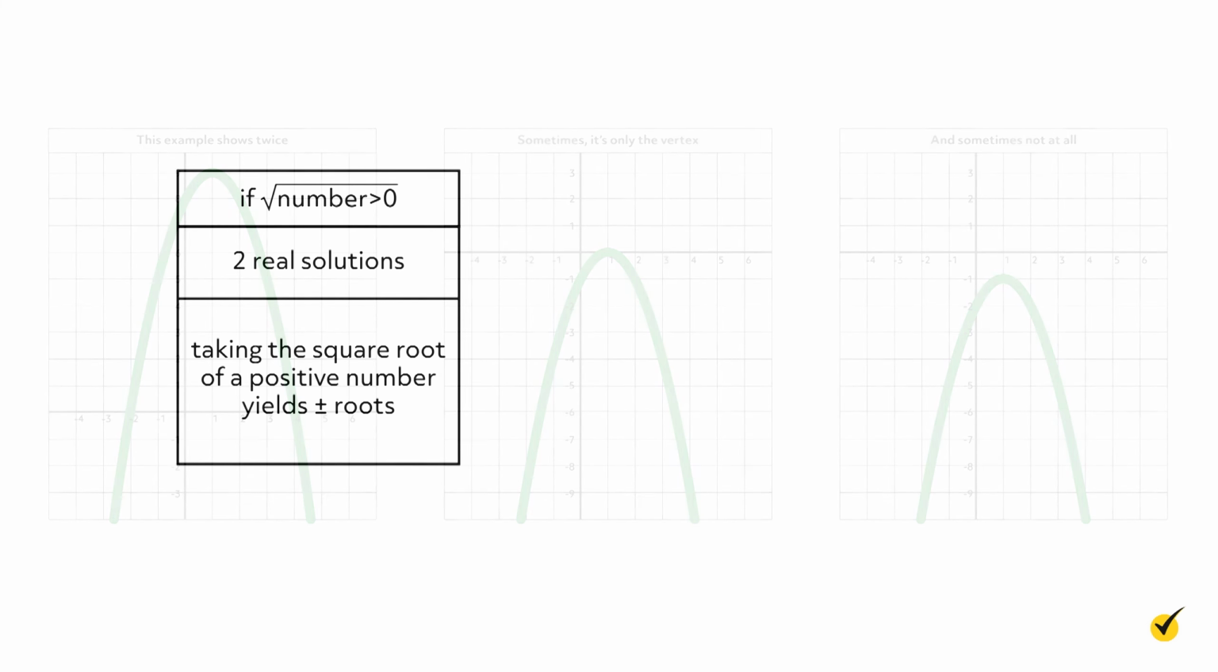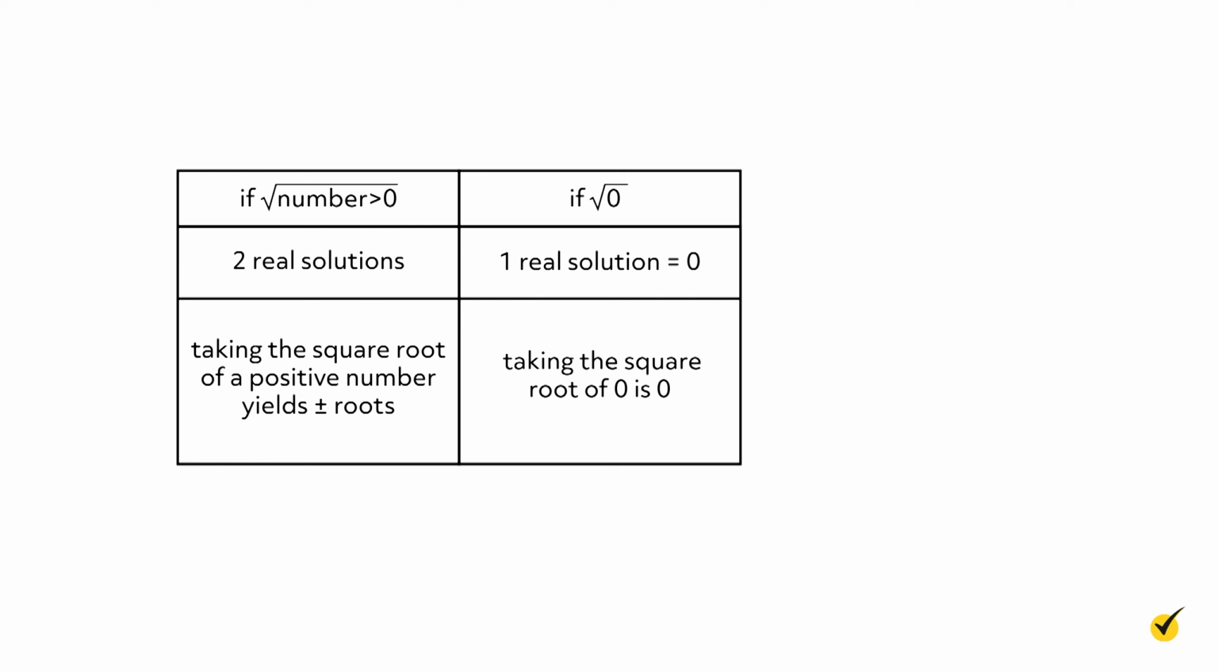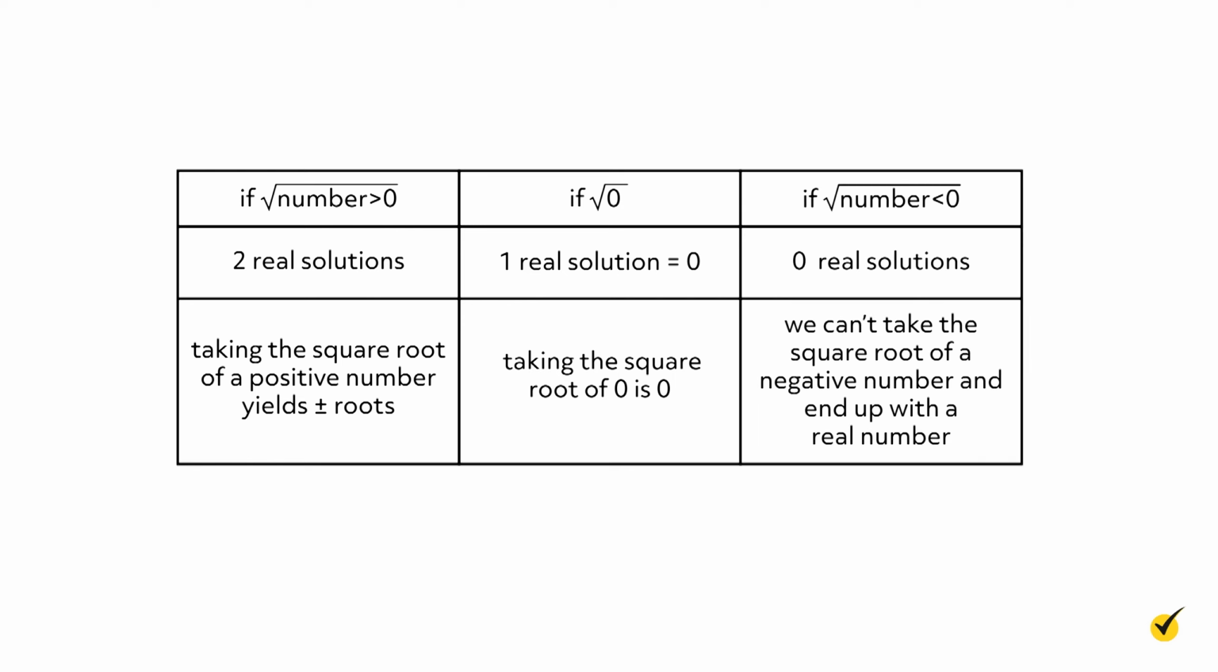Now let's consider square roots in general. If the square root of a number is greater than 0, there are 2 real solutions. Taking the square root of a positive number yields positive and negative roots. If the square root is 0, there is one real solution, 0. Taking the square root of 0 is 0. If the square root of a number is less than 0, there are 0 real solutions. We can't take the square root of a negative number and end up with a real number.